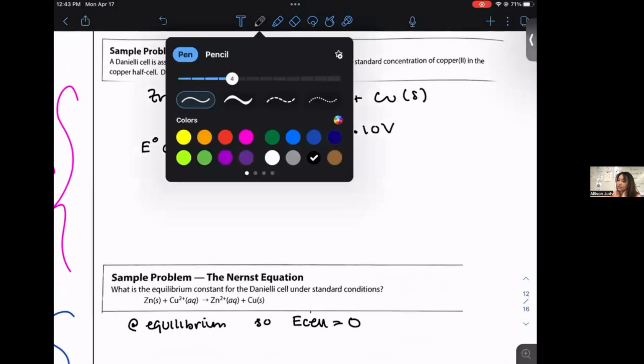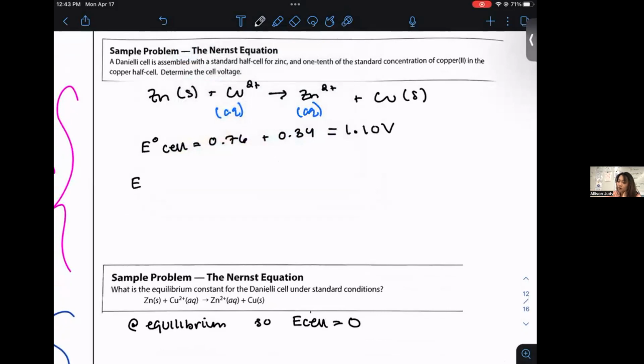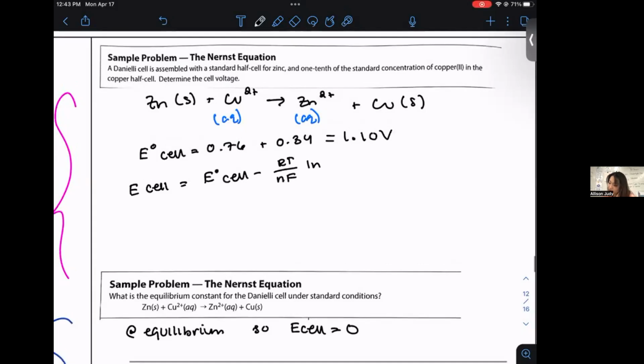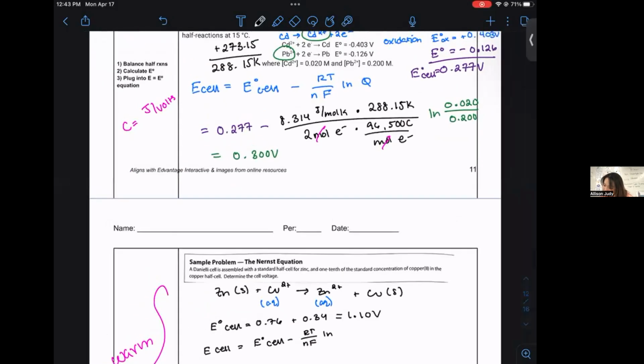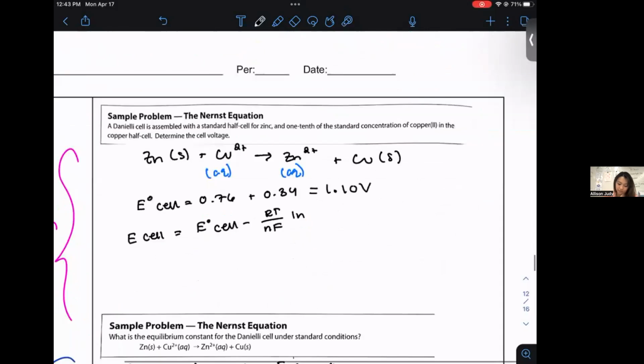Now you plug this into your Nernst equation for non-standard conditions, and you say that E non-standard is equal to E standard cell minus RT over nF times ln of Q. ln of Q. Okay.